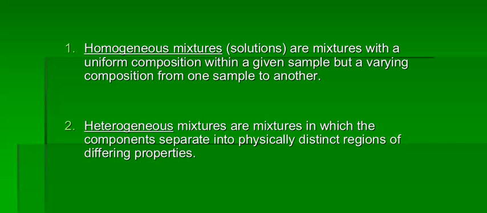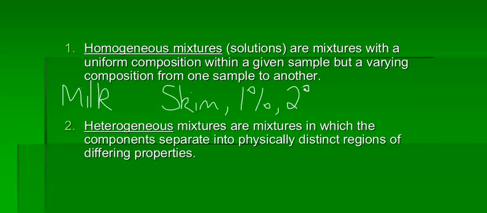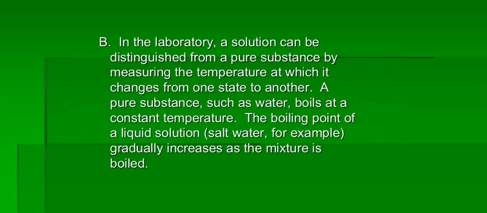What I mean by that varying composition, I'll use milk as an example. Milk is a homogeneous mixture. But the composition can vary from one sample to another. There's different types of milk. There's skim milk. There's 1%. There's 2%. There's whole milk, and there's probably some more too. But the idea is this. Milk, when you look at it, looks like it's uniform, one phase. But the composition of milk can vary from sample to sample. Skim, 1%, 2%, whole milk, and so forth. Heterogeneous mixtures, the components separate into physically distinct regions. It looks like more than one phase. So with these heterogeneous mixtures, it looks like more than one phase.